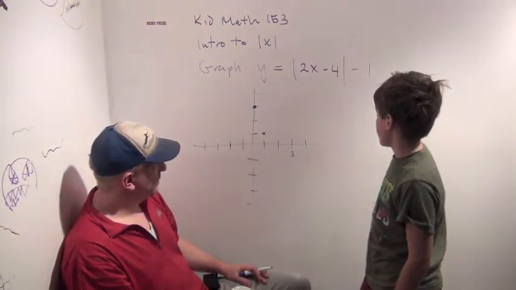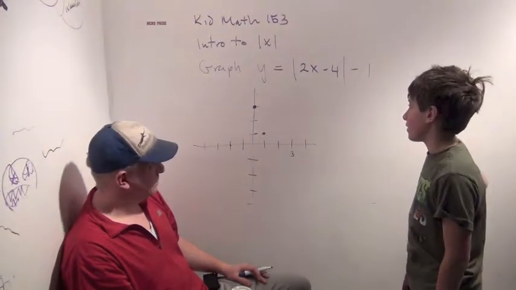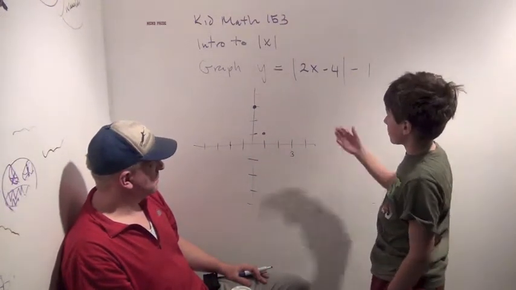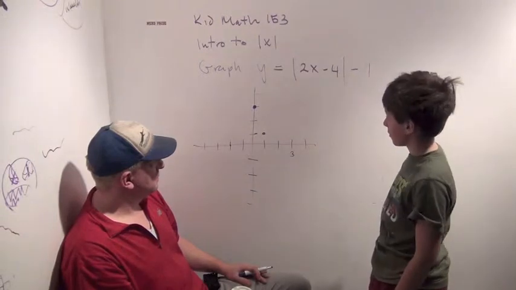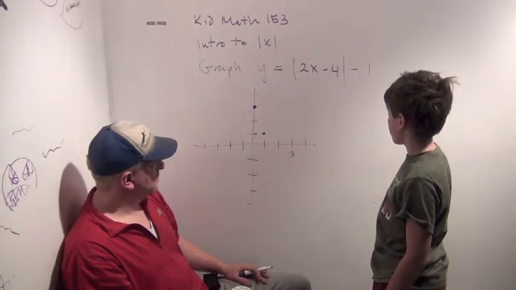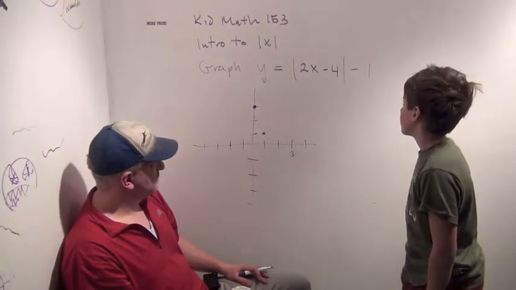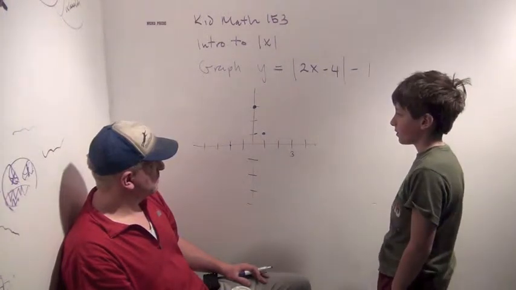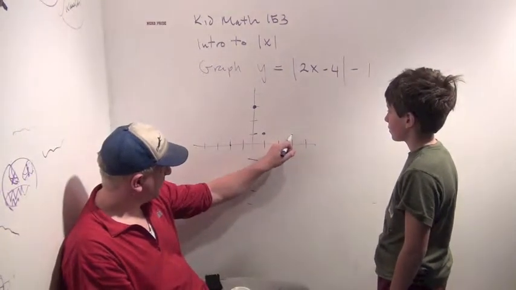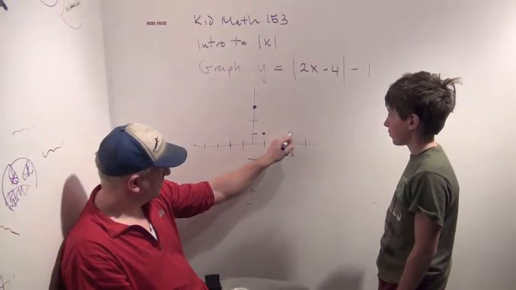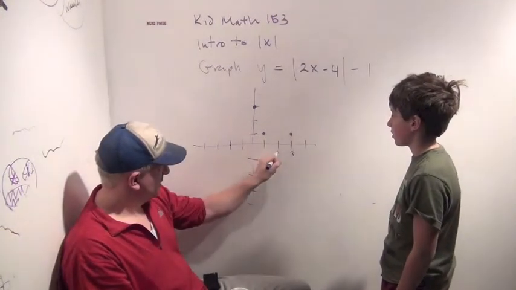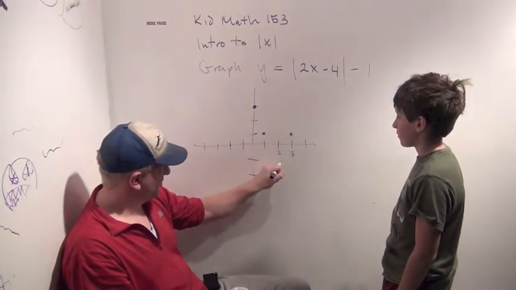When x is 3, we get 6 minus 4, which is 2, minus 1. 2 minus 1 is 1. Okay, so when x equals 3... But I forgot to check 2. Yeah, poor little 2. 2 gets a sad face because you skipped it.